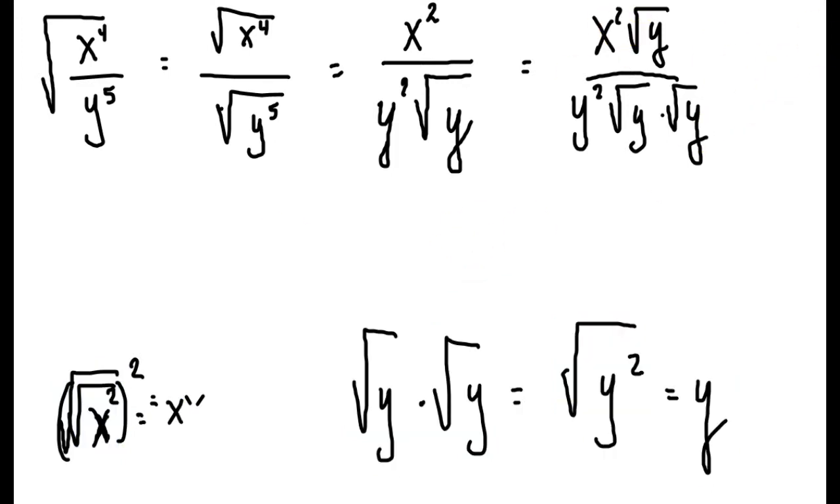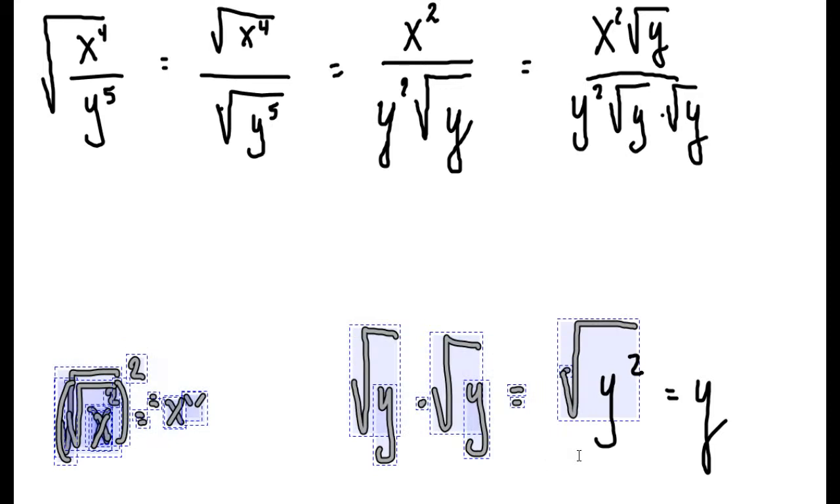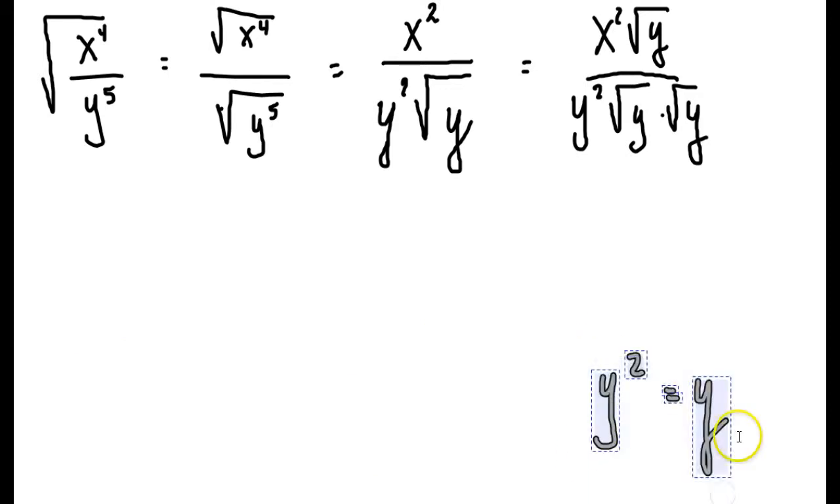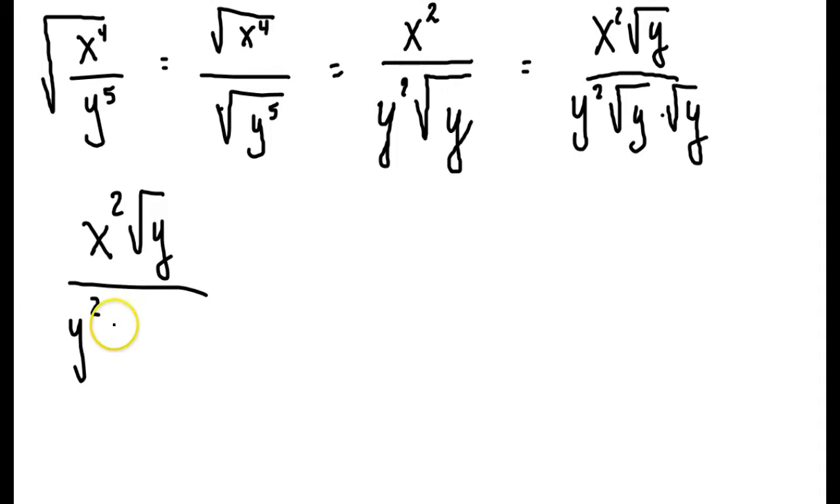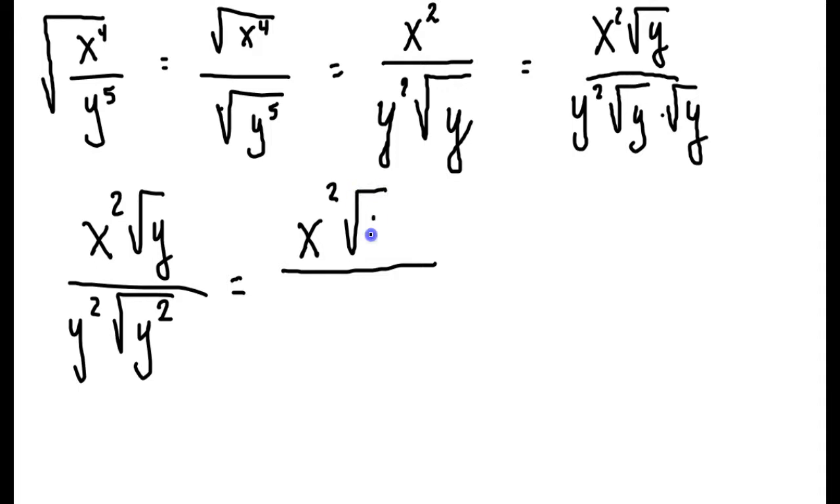Okay, so I'm going to move some stuff down here. Couldn't you just do y to the second, the square root of y to the second, because that's basically what you're saying? Exactly. So now we have a numerator of x squared square root y over y squared square root of y squared. And can we simplify that? The numerator we cannot. It's just x squared square root y. So what does our denominator become?